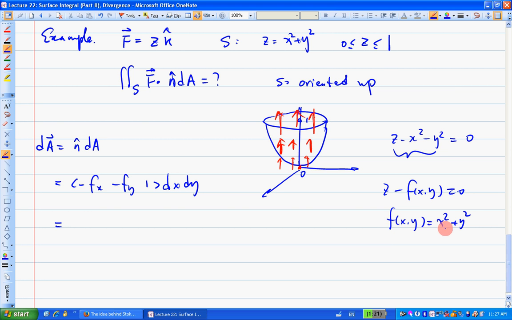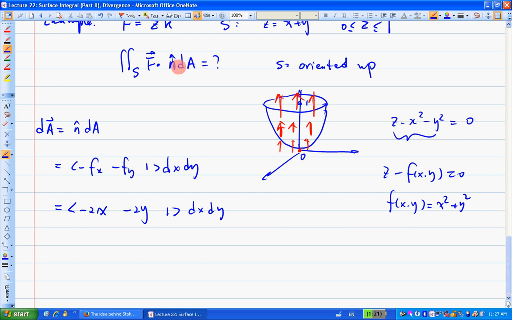Okay, so now let's calculate this vector. Negative partial f over partial x, which is negative 2x. Negative partial f over partial y, so that's what we get. Once you get this portion out, you pretty much solve the question. Then plug this back into the surface integral and do the dot product. Okay, so let's do it.